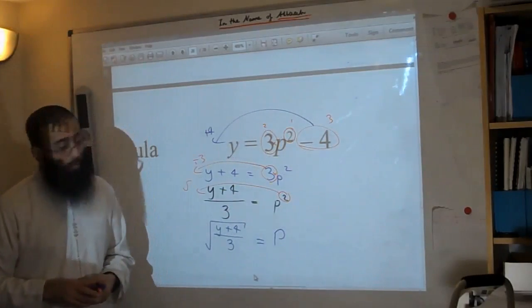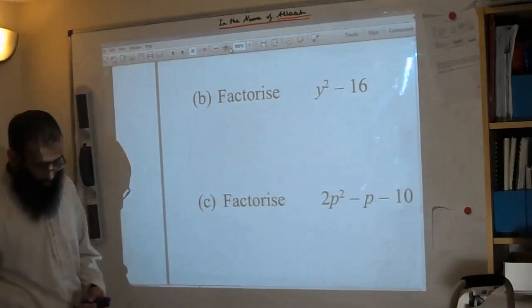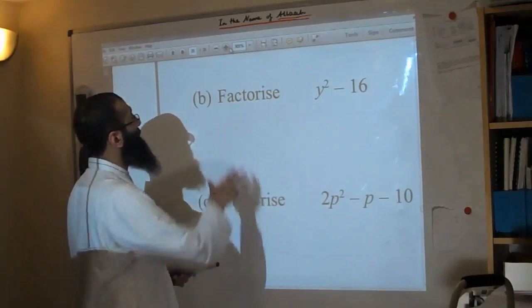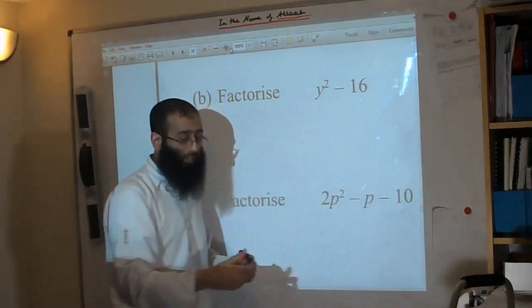Okay, right, let's move on to the next question. Here's the next part of the same question. It is factorize y squared minus 16.